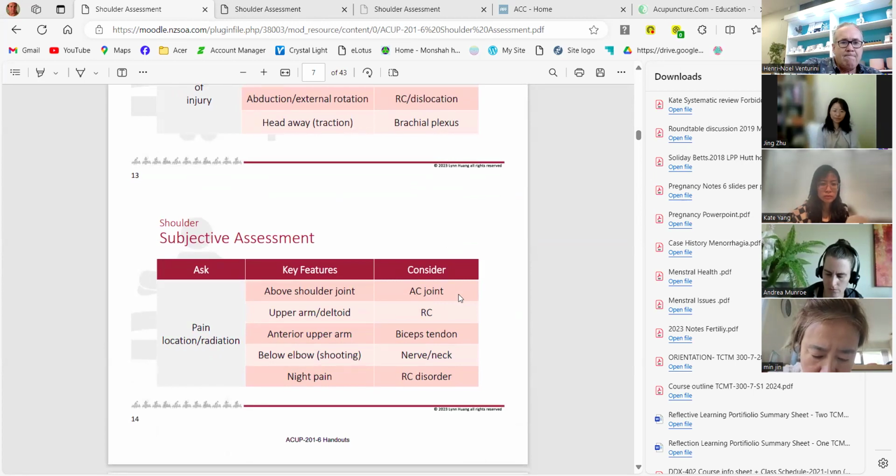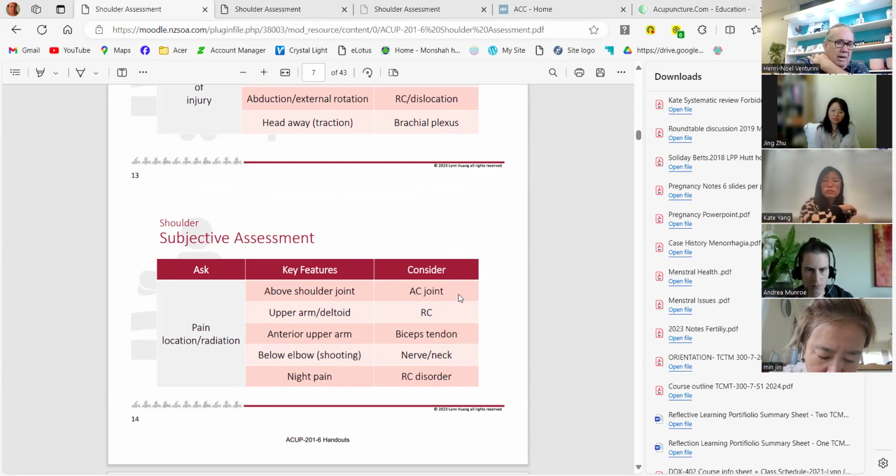Subjective assessment. Pain location. Above the shoulder joint is the AC joint. Upper arm, deltoid, is the RC joint. Anterior upper arm is the biceps tendon. Below the elbow is shooting pain. If the nerves in the neck are compromised, it will give you a shooting pain down the arm. Night pain, RC disorders.